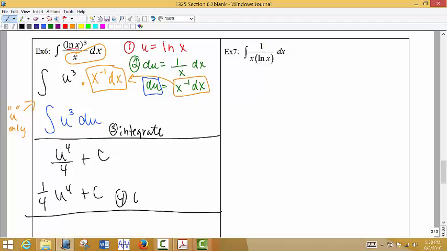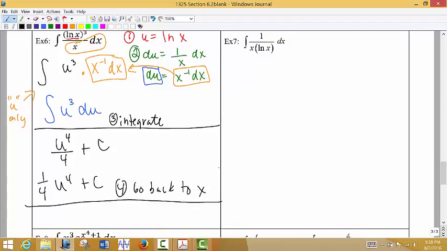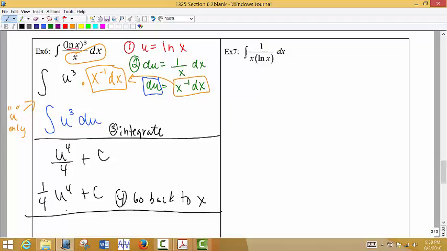And the last step is to go back to writing everything in terms of x. So what do we have? We have 1/4 u to the 4th plus c. And what does u represent? u represents natural log of x. So 1/4 of natural log of x raised to the power of 4 plus that constant of integration.